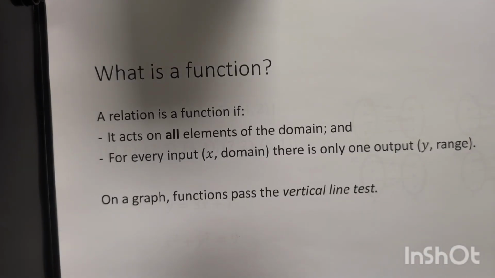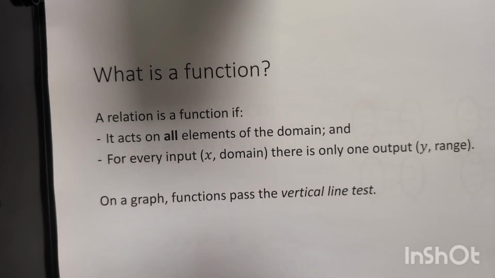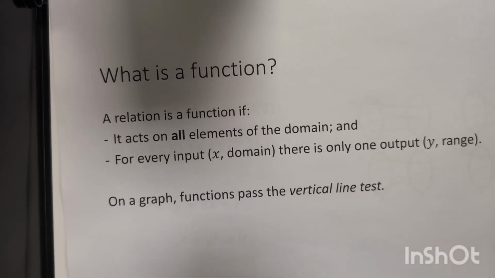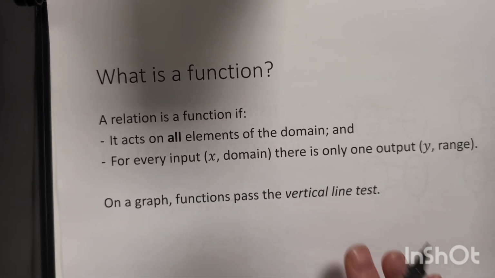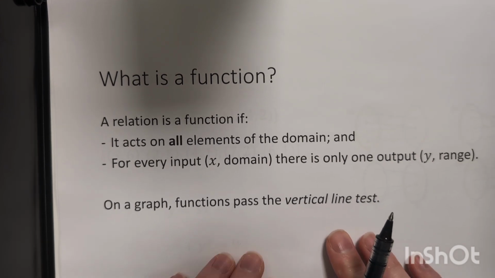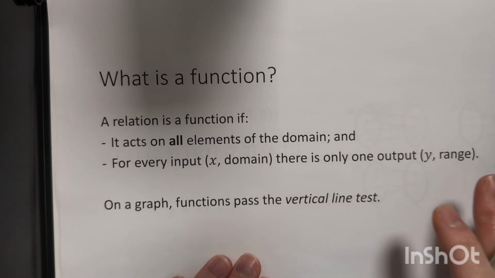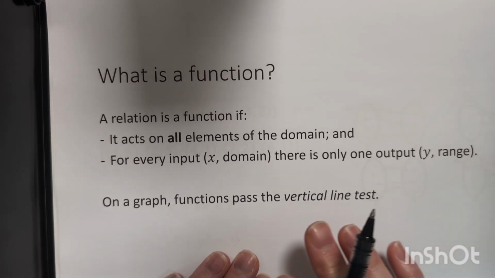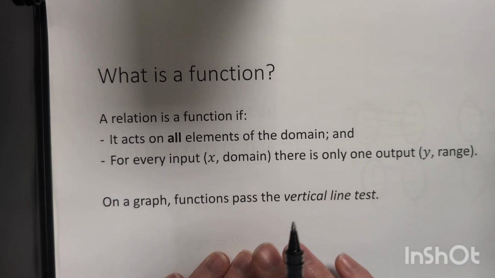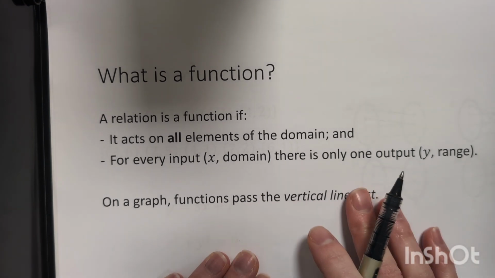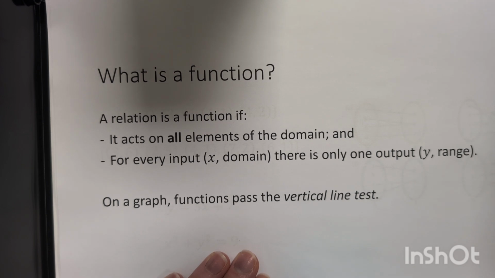A function is a relationship that acts on all elements of the domain, which is our inputs or x values, and for every input in the domain, there's only one output in the range. The other direction doesn't matter for now. On a graph, they pass the vertical line test, as you'll see. It's a great way of thinking about seeing whether for every input there's one output.